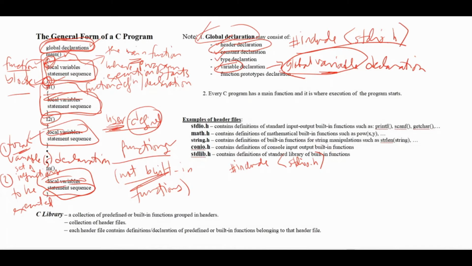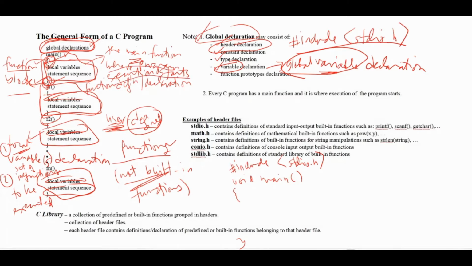And then next we would say void main and then open curly and close curly. This is our main function, where again it is the starting point of the program's execution.